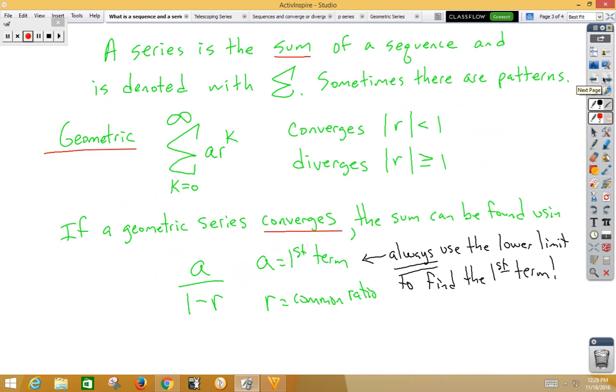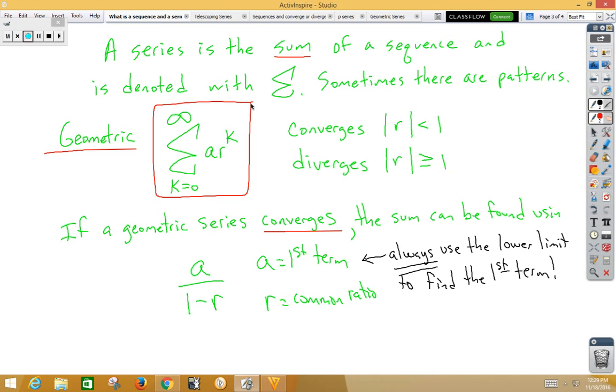The series is different because a series is the sum of a sequence and is denoted with sigma. Sometimes there are patterns, so a geometric series would be in the form sigma from k is 0 to infinity of a r to the k. Sometimes we use k, sometimes we use n, doesn't really matter. In a geometric series, the series will converge to a solution if the absolute value of r is less than 1, and will diverge if the absolute value of r is greater than or equal to 1.